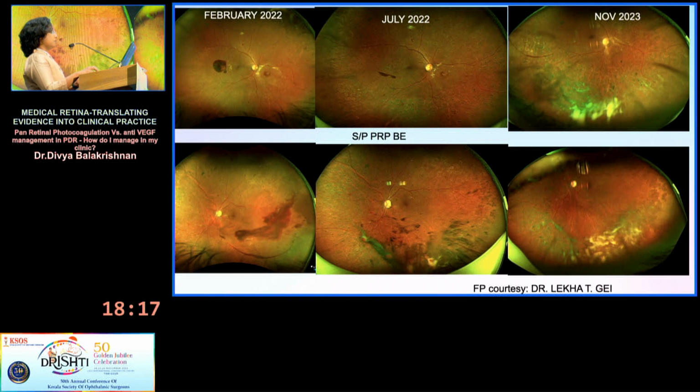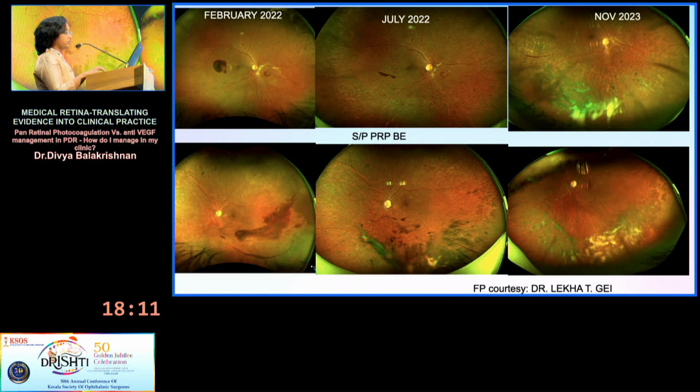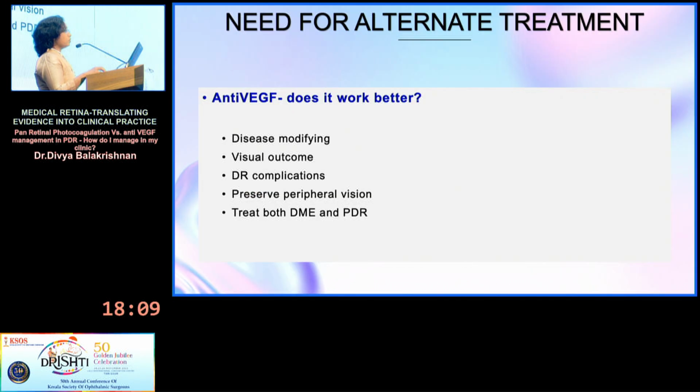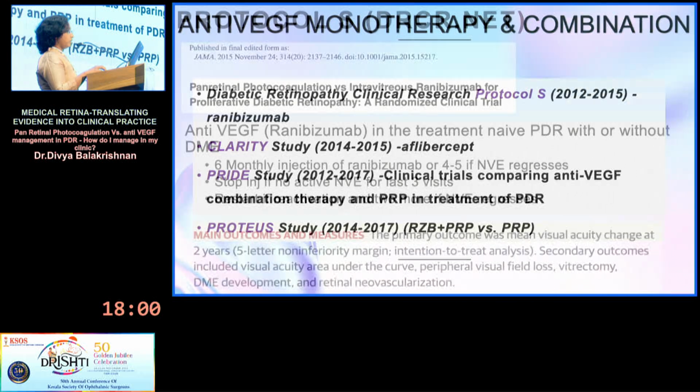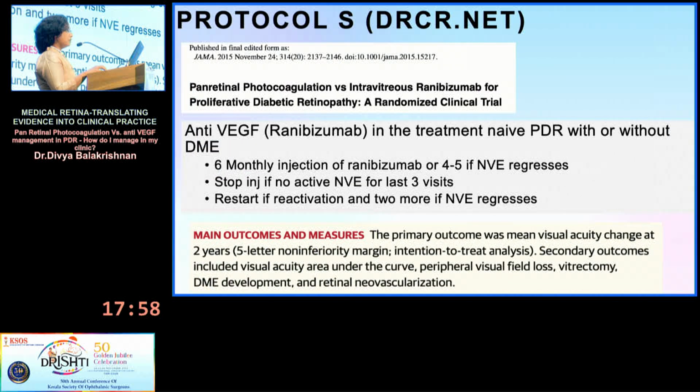This is a serial photograph of a patient who was treated with PRP, and you can see despite the treatment, the patient developed vitreous hemorrhage over time. So is anti-VEGF a better option? Protocol S was the first trial which looked at the role of anti-VEGF in the treatment of proliferative diabetic retinopathy. So what does it show?